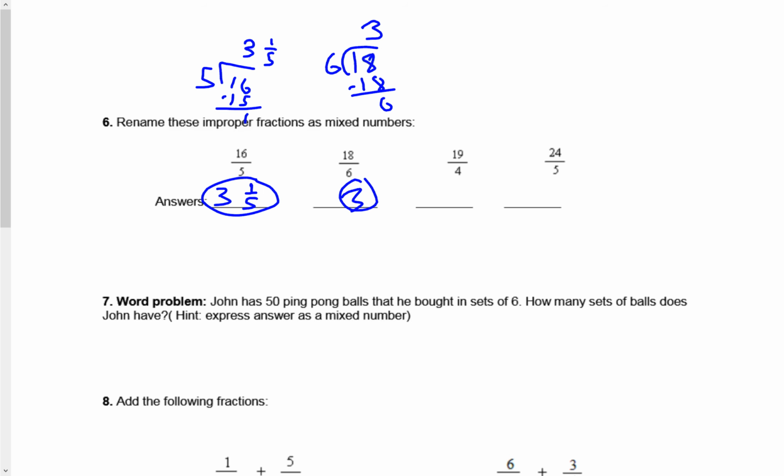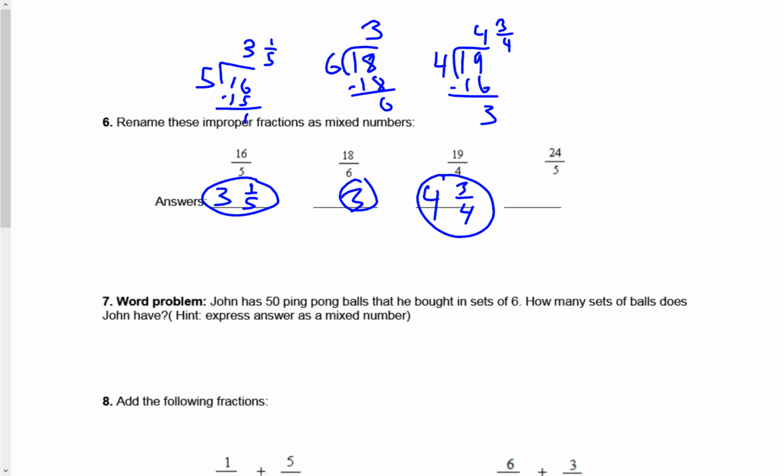All right, 19/4. 4 goes into 19. 4 times 4 is 16. So we'll do it 4 times. And then we have 16. And we're left with 3 left over, I believe. Yep, so 3/4. So we have 4 and 3/4.